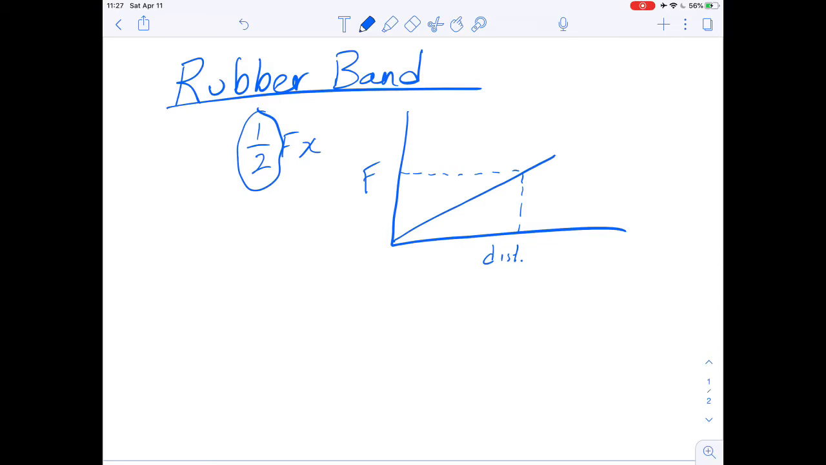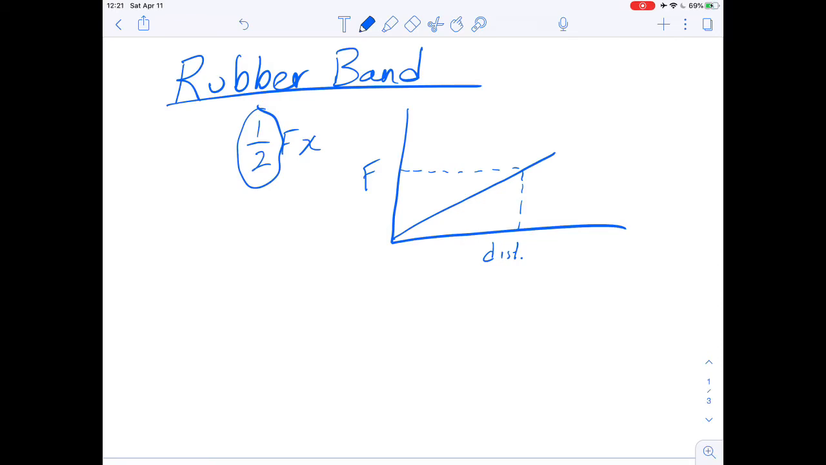So for this assignment, 2 graphs to do: a mousetrap graph and a rubber band graph, and I'll probably throw a couple of follow-up questions on the spreadsheet. I'll make a spreadsheet for everybody. It'll be right there in the assignment, and we'll talk to you soon.